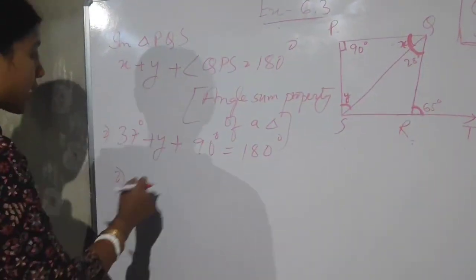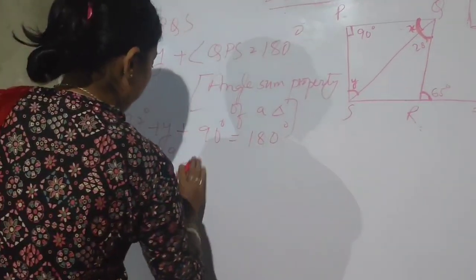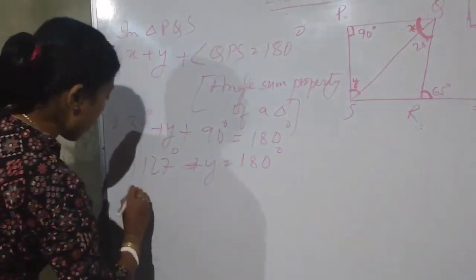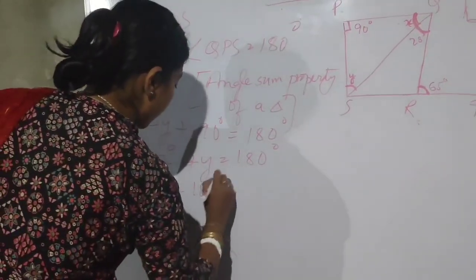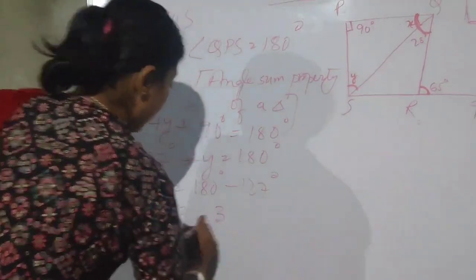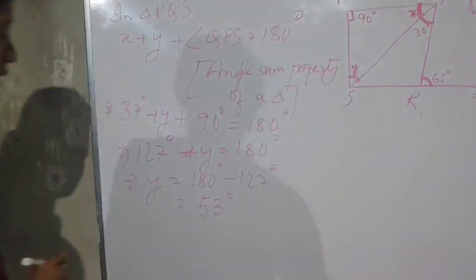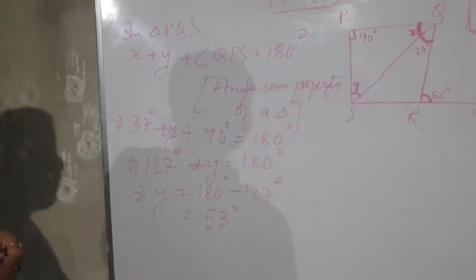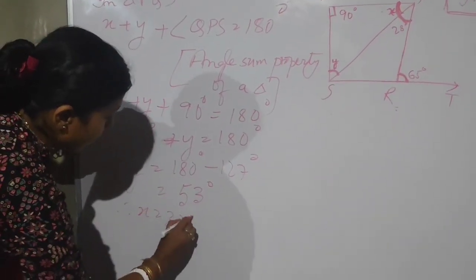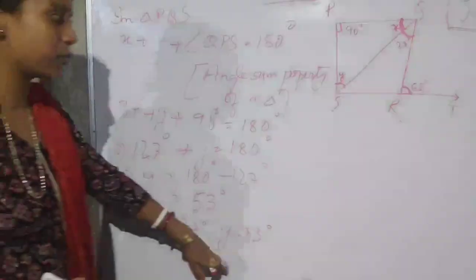So 37 plus 90 is 127 degrees plus y equals 180 degrees. So y will be how much? 180 degrees minus 127 degrees. So 10 minus 7 is 3, 7 minus 2 is 5. So your answer is 53 degrees. So the y value is 53 degrees. Therefore x equals how much we got? 37 degrees, and y equals how much? 53 degrees. So we have found the value of x and y.